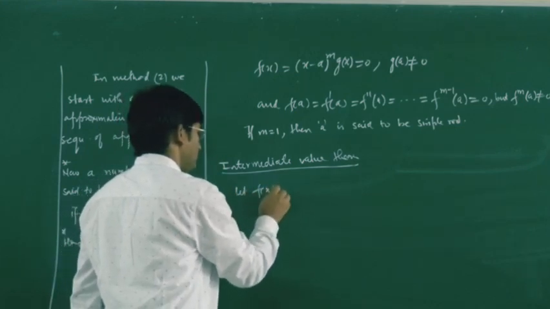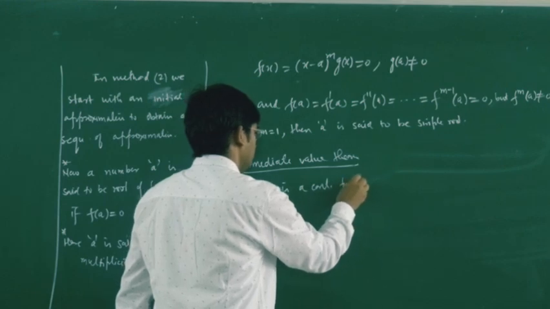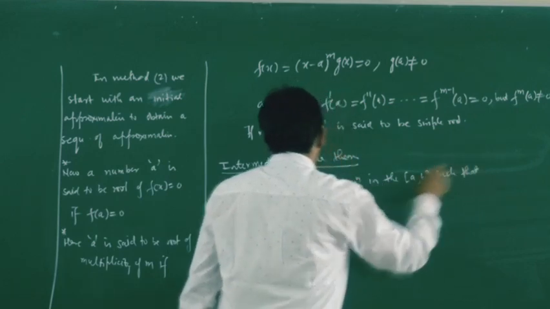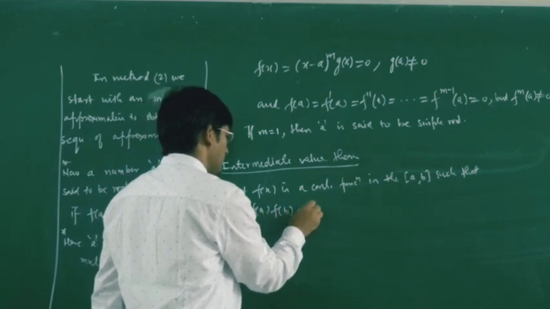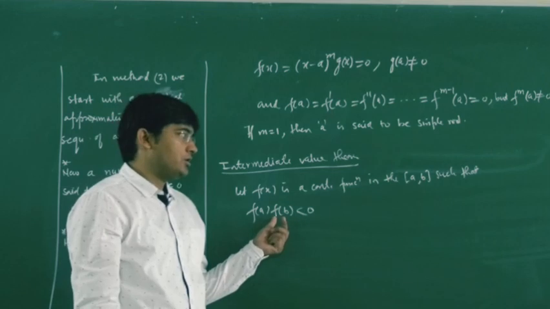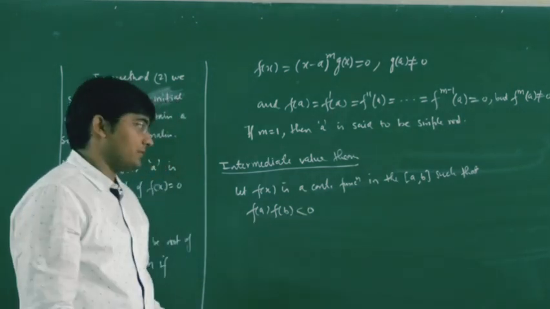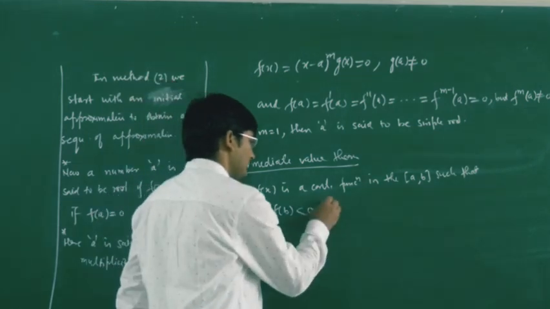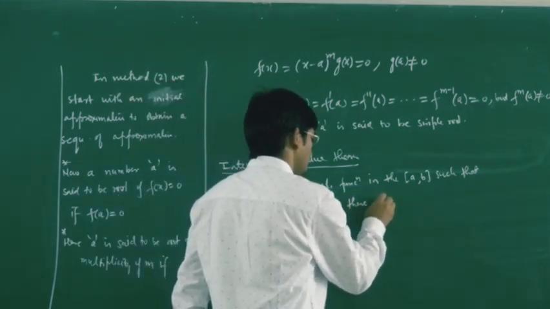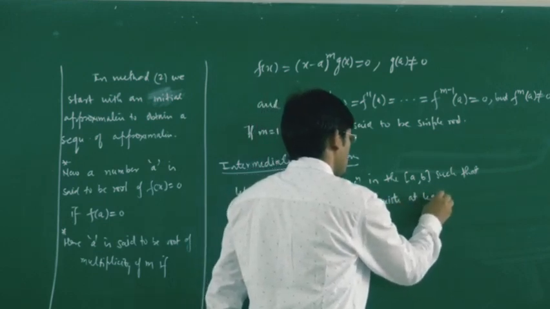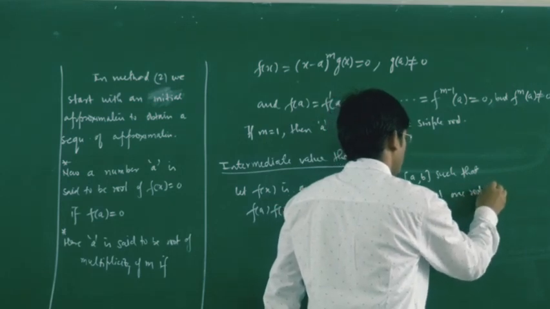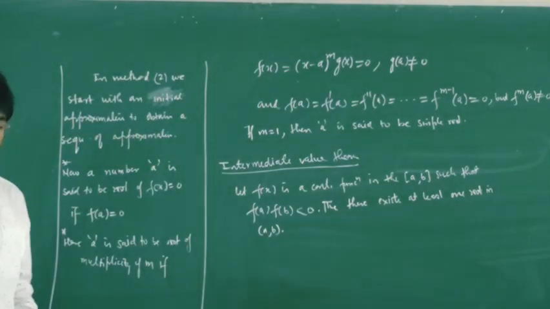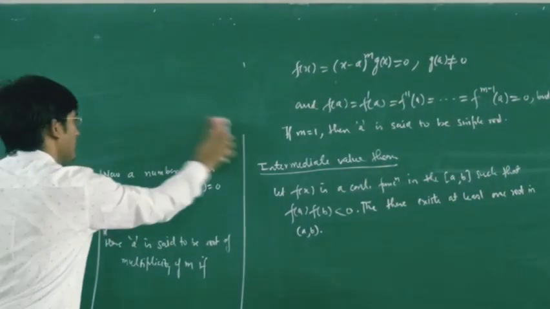Let f(x) be a continuous function in the interval [a, b] such that the product f(a) f(b) is less than 0. That means either f(a) is positive and f(b) is negative, or f(b) is positive and f(a) is negative. Then there exists at least one root in this interval (a, b).